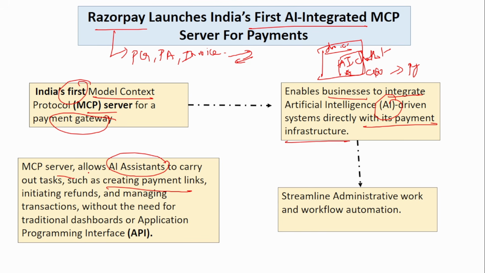So here, the MCP server allows the AI assistants to carry out tasks such as creating payment links, initiating refunds. Here also the AI itself will initiate refunds without any manual intervention, and also manage other transactions without the need for the traditional dashboards or the API. So this is the purpose of this MCP server. So remember, Razorpay has launched this MCP server. These are the two things that you have to remember: Razorpay and MCP server.